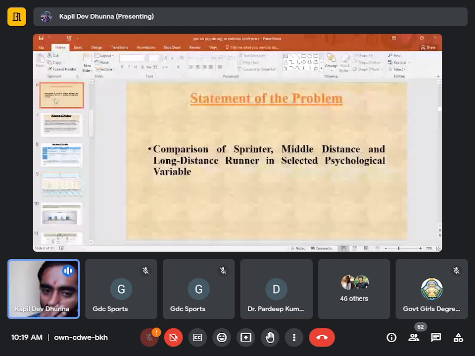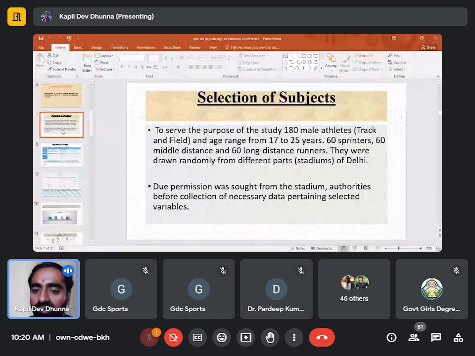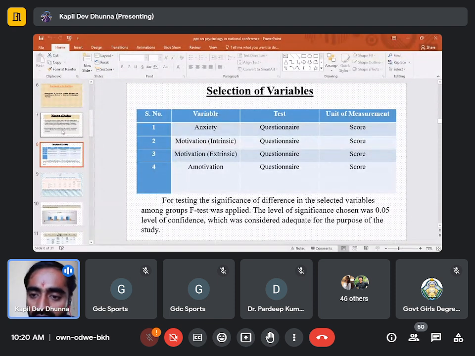So selection of subject: we took 180 male track and field athletes under the age of 17 to 25, 60 sprinters, 60 middle distance, and 60 long distance runners from different parts of the stadium of Delhi. And these are the variables we took. Anxiety: for anxiety, the test used was the anxiety questionnaire.